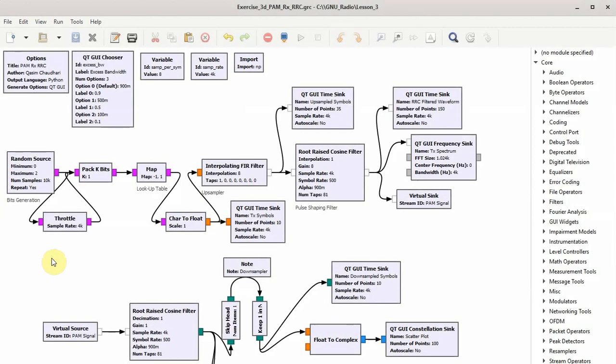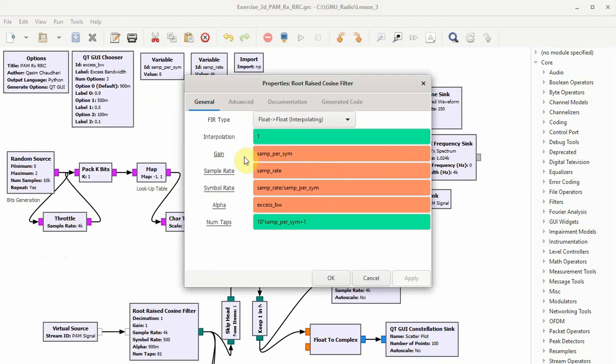This is a pulse amplitude modulation flow graph with the root raised cosine pulse shape. The transmitter details are as before, but we have included them here so that we can put an oscilloscope and observe the spectrum at multiple points. Bits generation and lookup table from -1 to 1, upsampling and root raised cosine filter with the samples per symbol as a gain, and the symbol rate is as discussed before, sample rate divided by samples per symbol, and the group delay is 5 symbols.